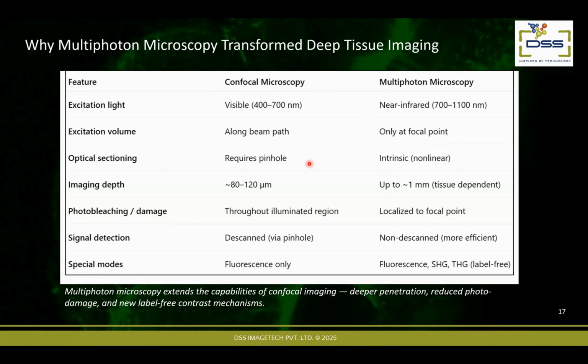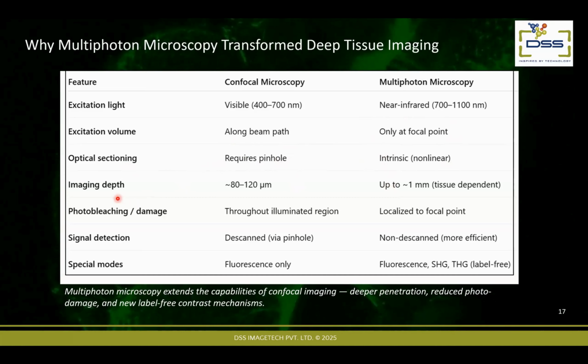For optical sectioning, if you want to generate images from a single optical section to reconstruct into 3D format, in confocal you need a pinhole, and in multiphoton microscopy, it is intrinsic. Since we are only exciting the focal point, we are only collecting signal from the focal point. So we do not need to minimize any out of focus signal.